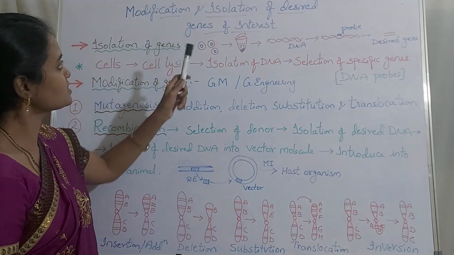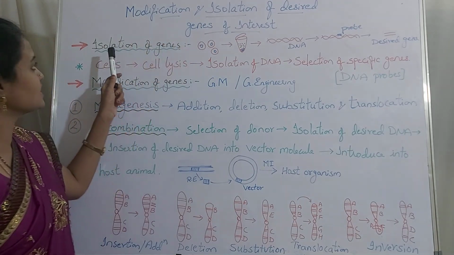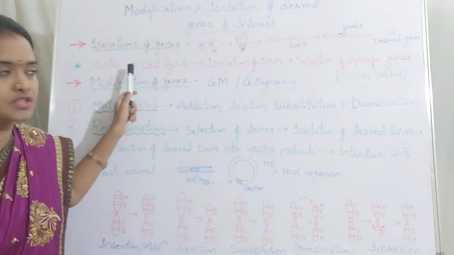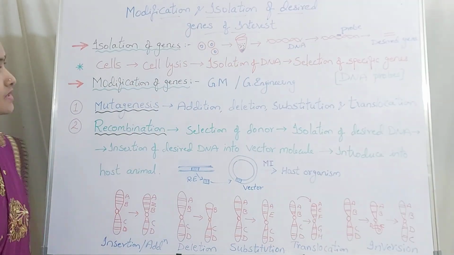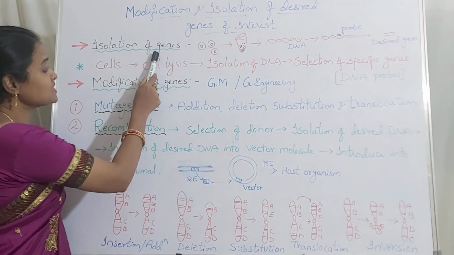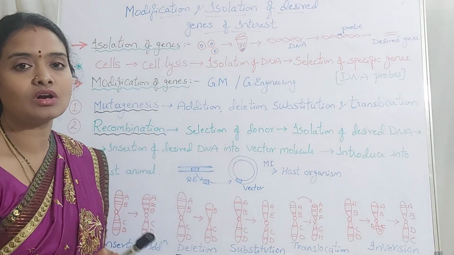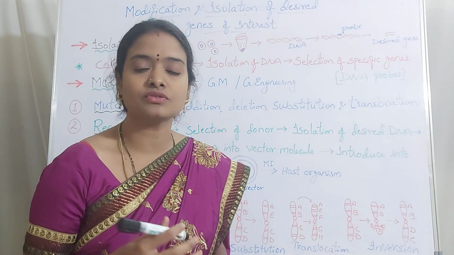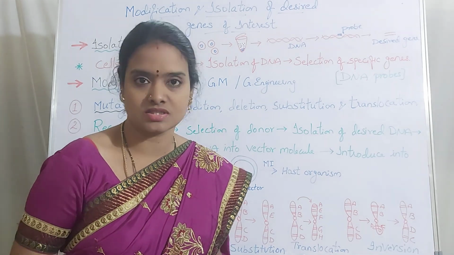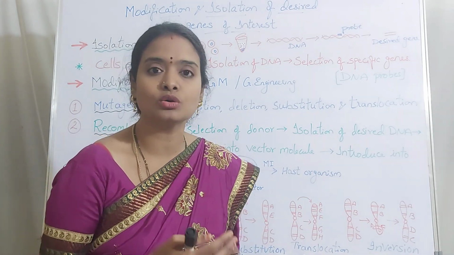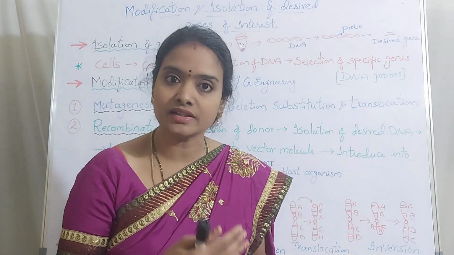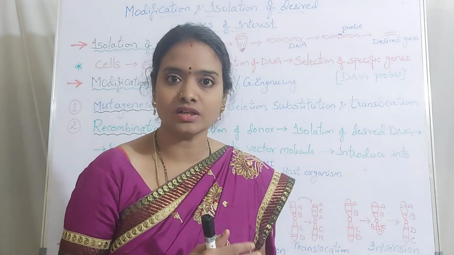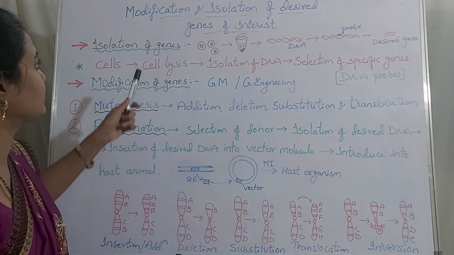So first, we will be seeing the isolation, right? Before modification, let us go for the isolation of the genes. That is the desired gene. That means here the desired gene is not present in that particular animal. You have to take the gene from another host animal, right? First you are going to check for the desired qualities which you need. Then that animal will be selected and its DNA will be collected.